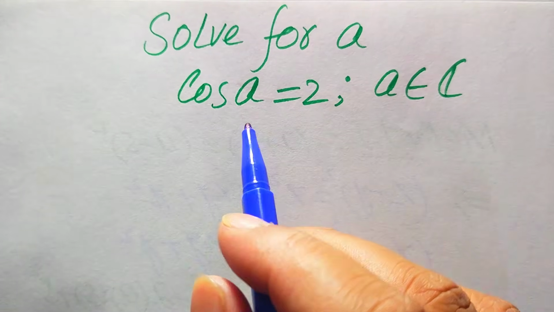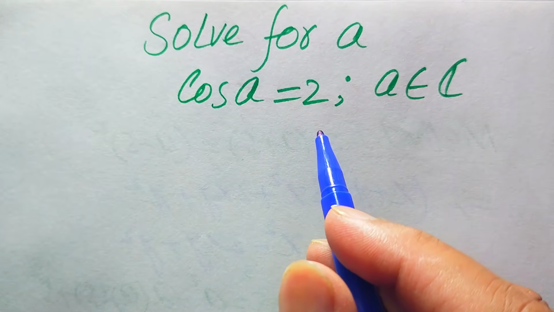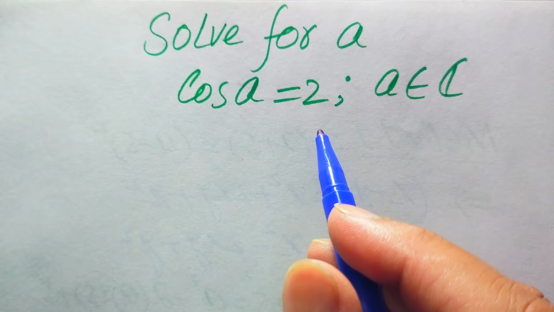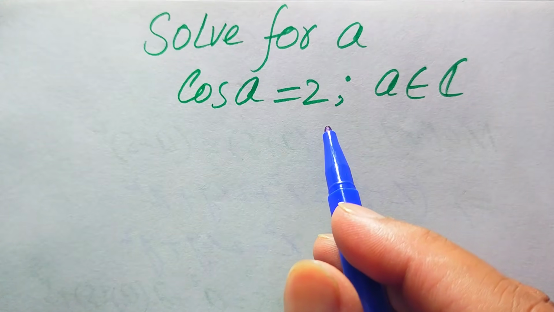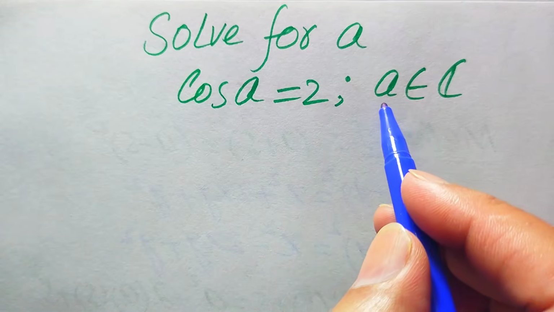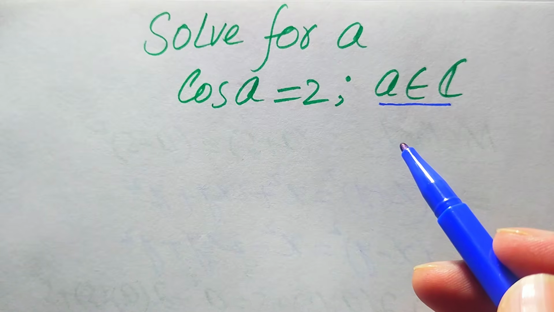So here we have cos A is equal to 2, and we solve this problem for all the values of A. So here first we need to find all the roots of this equation. But remember one thing: our A must be a complex number. It means that we solve this problem for complex values of A.